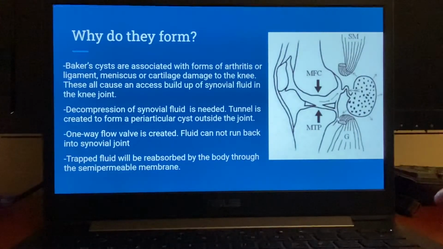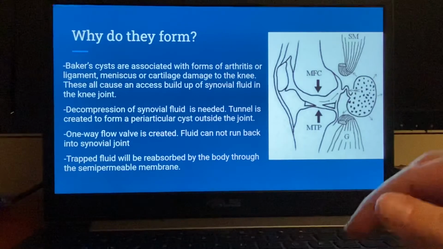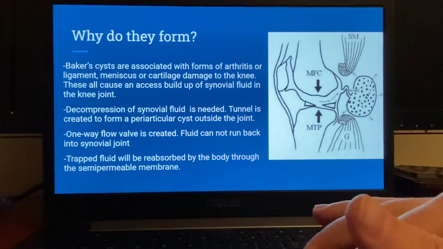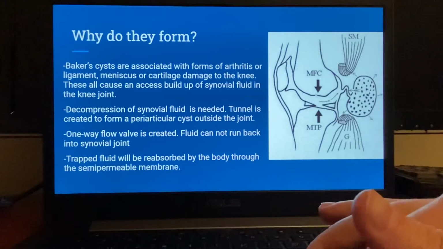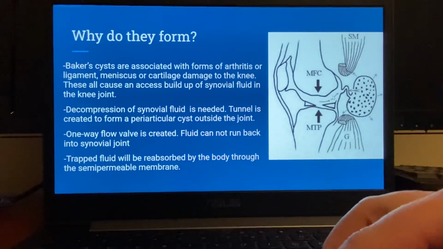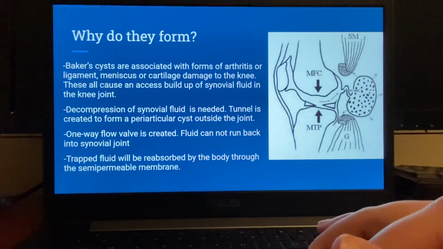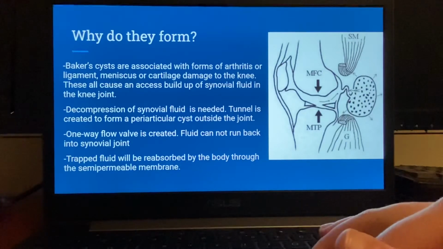How do Baker cysts form? Baker cysts are associated with forms of arthritis or ligament, meniscus, or cartilage damage to a knee. These are all causes of excess buildup of synovial fluid in the knee joint. So all that fluid builds up in the knee joint. In this diagram here, you can see there's quite a bit of buildup of synovial fluid, and that fluid has to go somewhere. So to decompress, the synovial fluid creates this little tunnel, as seen right here.